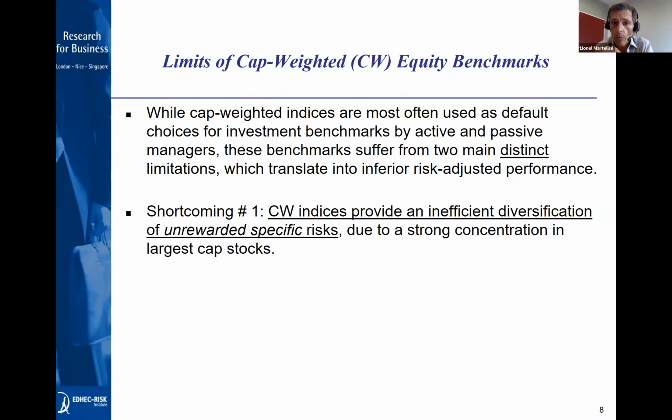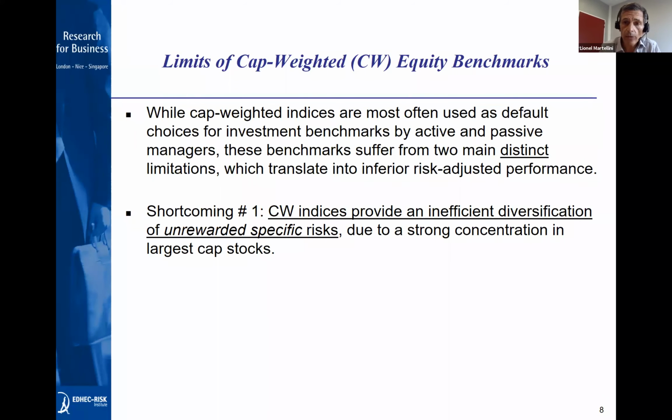The problem number one is that cap-weighted indices are not well diversified. And if they are not well diversified, they would allow you to harvest risk premia, but on top of these risk premia, there will come a lot of unrewarded risks that you're still going to be holding. And this is due to a very strong concentration in some of the largest cap stocks.